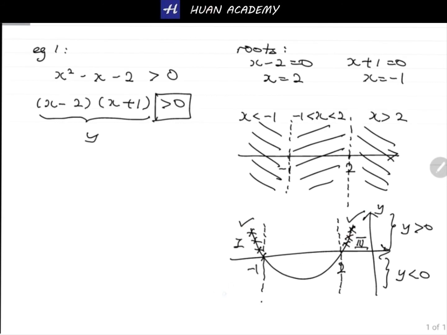So the solution will be zone 1 where x is smaller than -1, or zone 3 where x is greater than 2. As a result, the solution for this quadratic inequality is x smaller than -1 or x greater than 2.